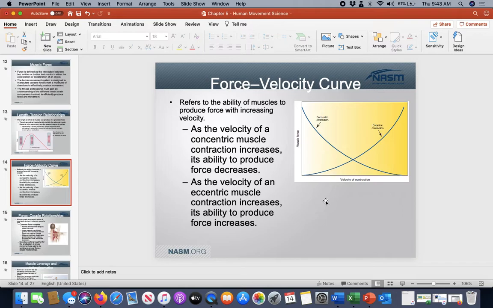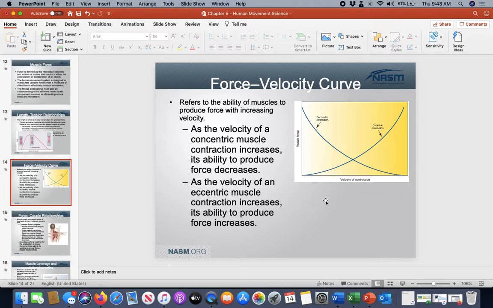So we also need to realize that force changes with velocity. As a muscle moves quicker in terms of concentric, it's going to decrease force. As eccentric muscle contraction velocity increases, so does the force. So that's why eccentric can be really important.